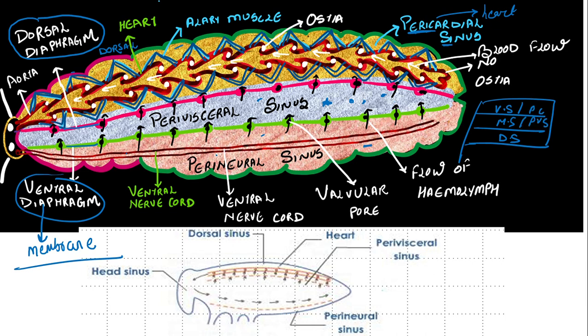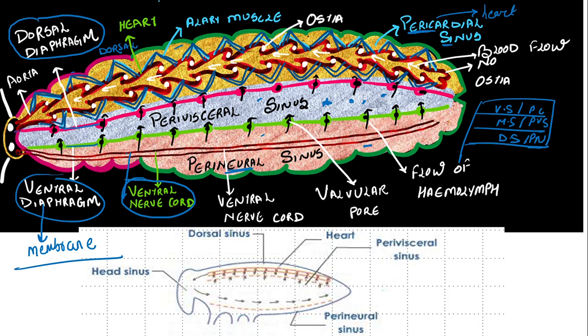Now the last one we call the perineural sinus. Neural means I'm talking about the nervous system. Here you can see the ventral nerve cord is passing by. That's why the third sinus we can also call the perineural sinus. I hope you must have understood this.